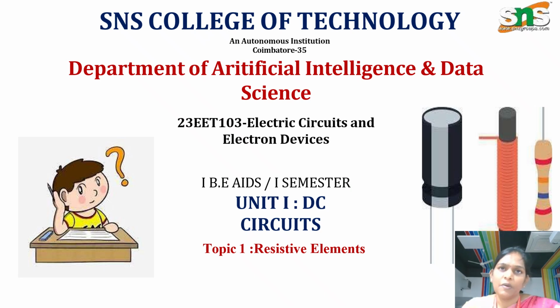Good morning, students. Today we will continue with Unit 1, that is discussion of resistive elements in DC circuits. These are the basic building blocks of any electrical and electronic systems. Every practical circuit consists of four fundamental elements, that is conductor, resistor, inductor, and also capacitor.